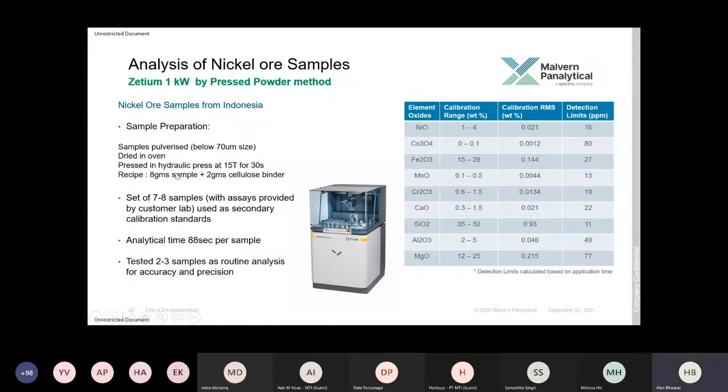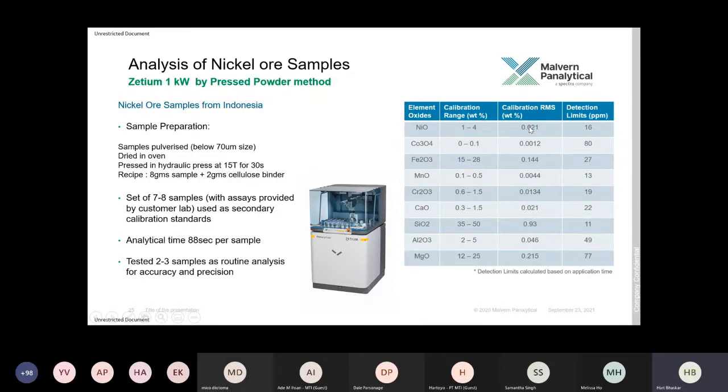They were prepared as press pellets with 8 grams combined with 2 grams of binder, pressed at 15 tons, and we got some nice pellets. We used about 7 or 8 of these standards as secondary calibration standards. This is the calibration range, and it's a very short calibration range, as you can see. The analytical time was less than 90 seconds, so just 1.5 minutes on a 1 kilowatt system.